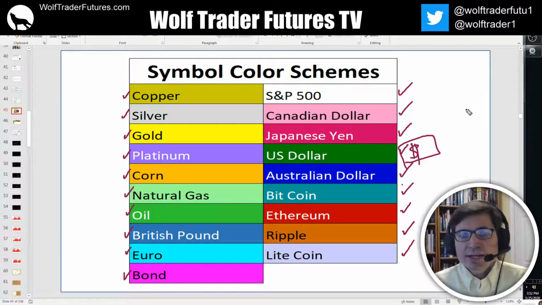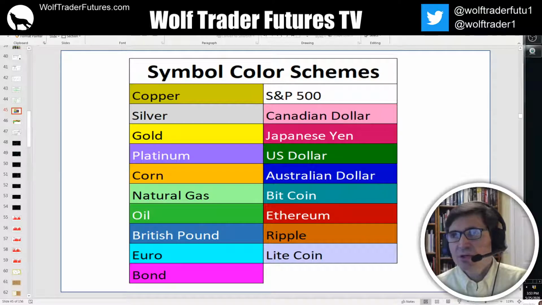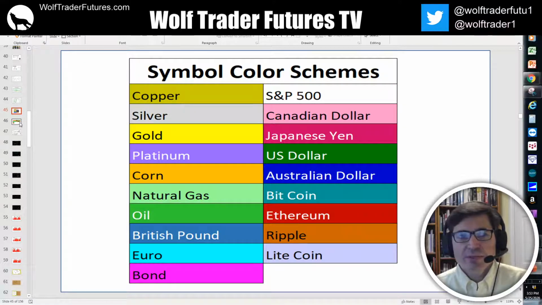It's important because when you look at these charts, you can immediately know what you're looking at. It's not just some chart; you're looking at the actual color that goes with it.